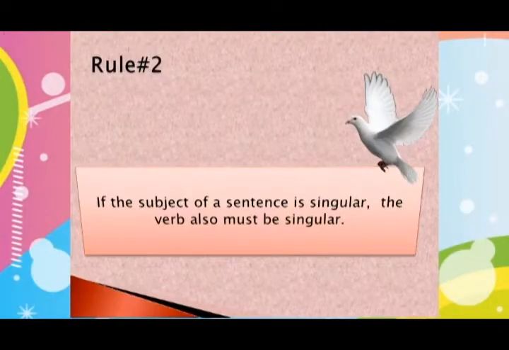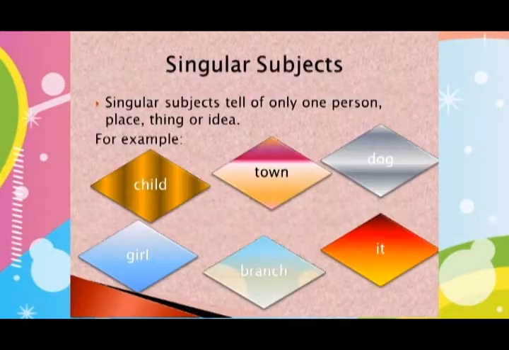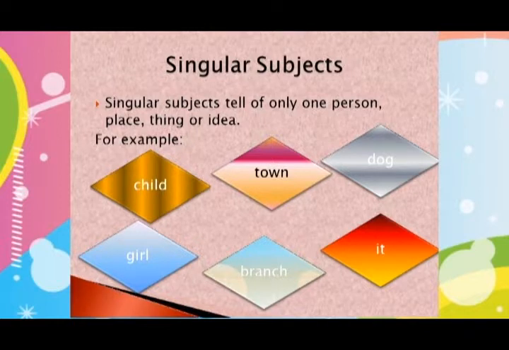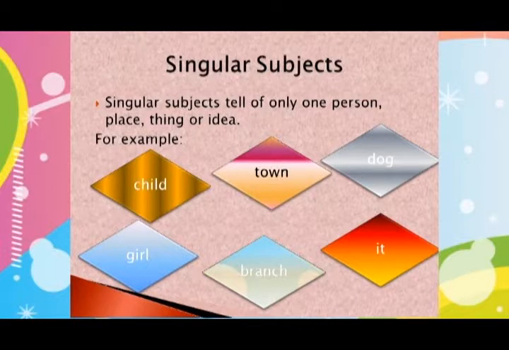Here is the other rule. If the subject of a sentence is singular, the verb also must be singular. Now take a look at singular subjects. Singular subjects tell of only one person, place, thing, or idea. For example, child, girl, town, branch, dog, it.